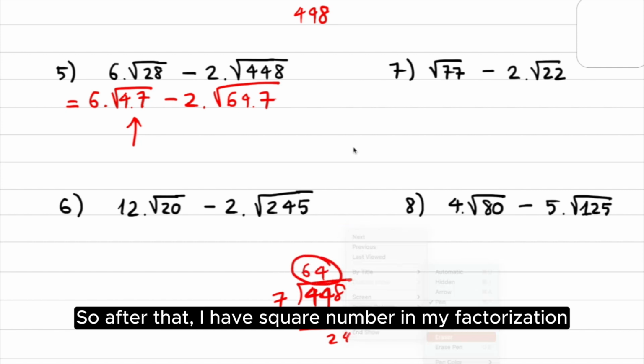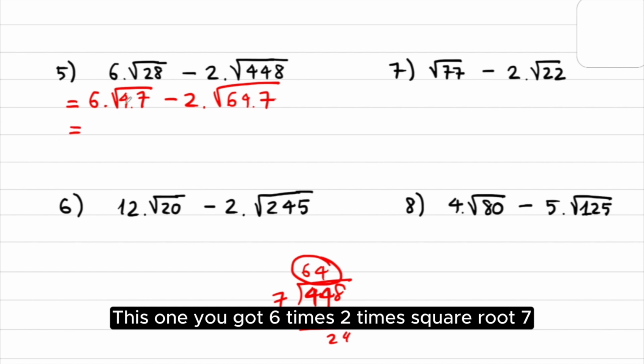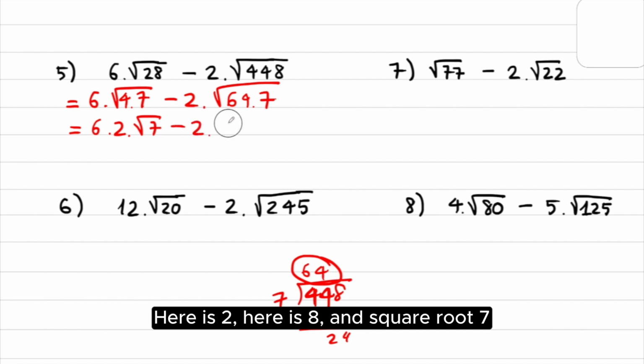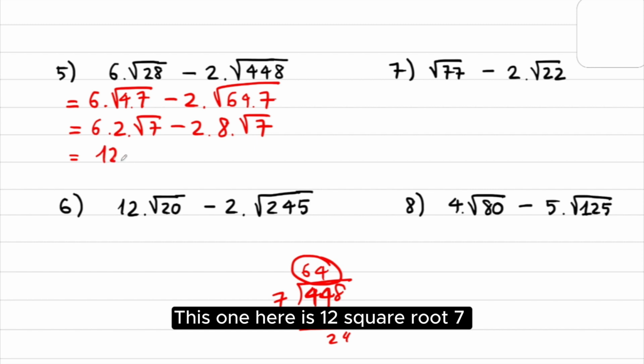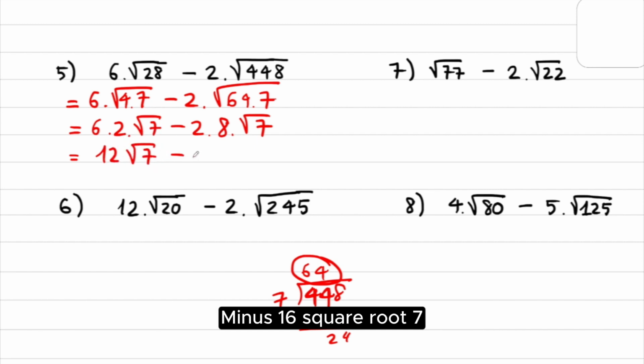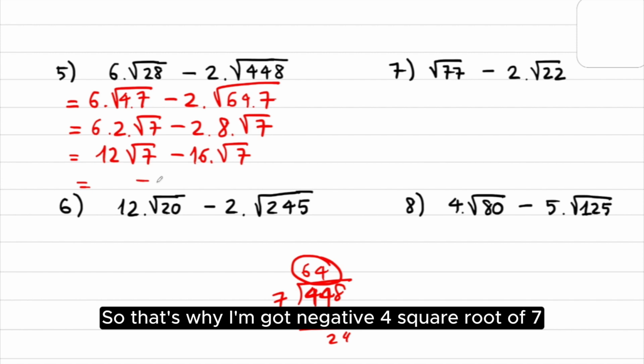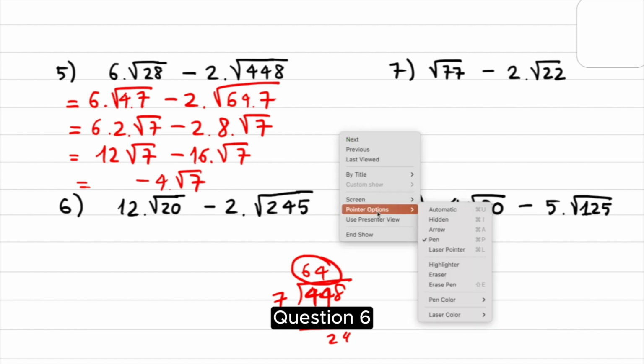So after that I have a square number in my factorization. This one you get 6 times 2 times 7 square root of 7. Here is 2, here is 8, and square root of 7 this one. Here is 12 square root 7 minus 16 square root 7. So that's why I get negative 4 square root of 7. Negative 4 square root of 7. Okay, so a little weird.